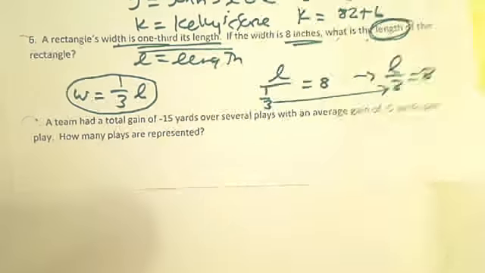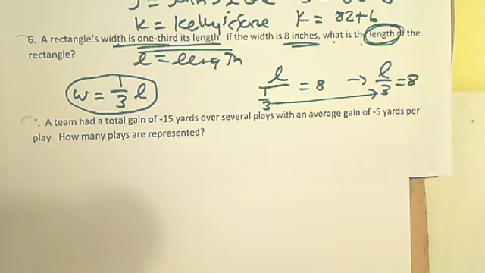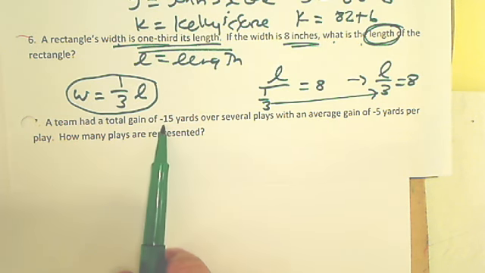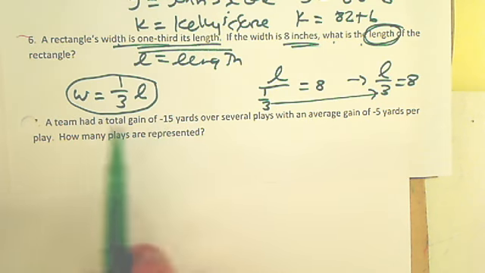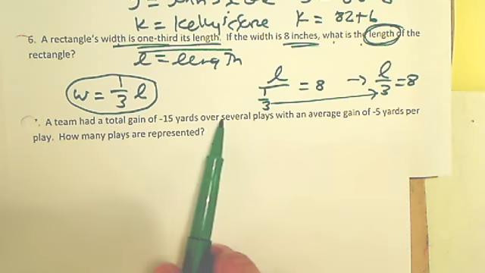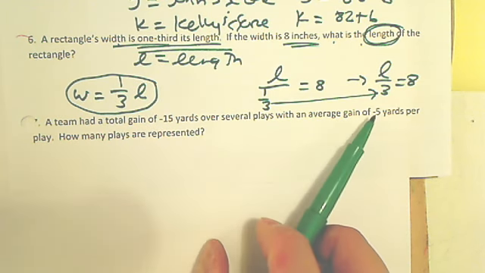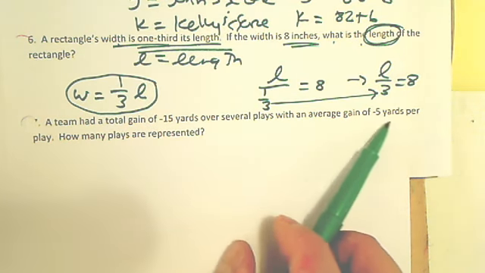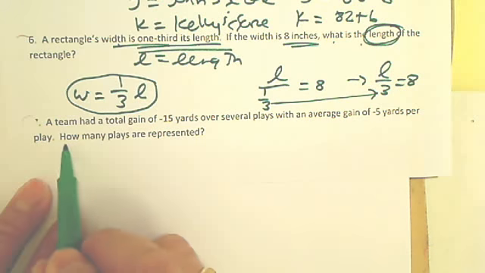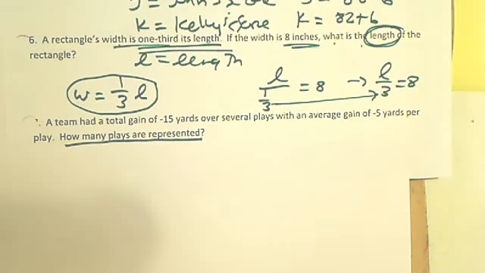And then the last one, number 7. A team had a gain of 15 yards. Uh-oh, not gain. Did they really gain, though? No. How do you know? They had a loss. It's a negative in front. The other team had a gain. Well, they had a gain of negative 15 yards over several plays with an average gain of negative 5 yards per play. It says how many plays were represented, or how many plays did they actually execute.